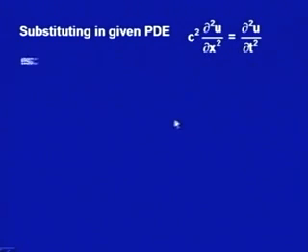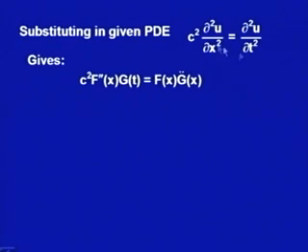Now, if I substitute these in our given equation, c square del 2 u over del x 2 equal to del 2 u over del t 2, this is what we would get: c square f double dash x g t is equal to f x g double dot t. Since I am taking that u(x,t) is f(x) into g(t), and that should be a solution of this equation, this function f(x) into g(t) should satisfy this equation. That means they must be equal.